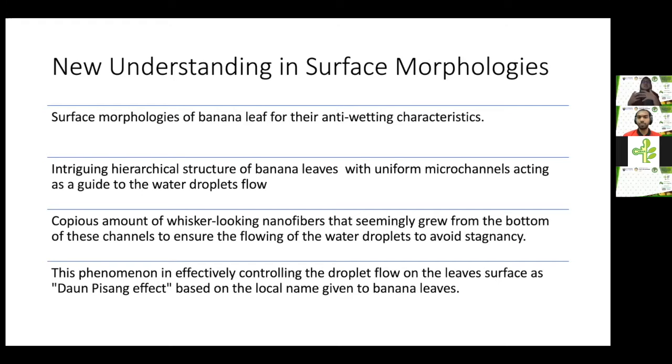So this is very intriguing for us to look further into how we can study the surface morphology of banana leaves. What we found is that it has whisker-like nanofibers in between these microchannels that grow from the bottom of the channel to ensure the flowing of water droplets, to avoid stagnancy. So it's beautiful in a way that it's not just aesthetically beautiful, but functionally effective in directing the flow of water. We call this phenomenon of controlling the droplet the Daun Pisang effect, based on the local name given to banana leaves.